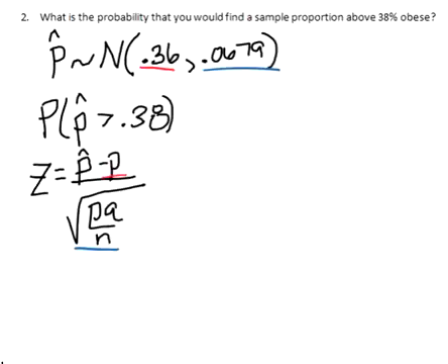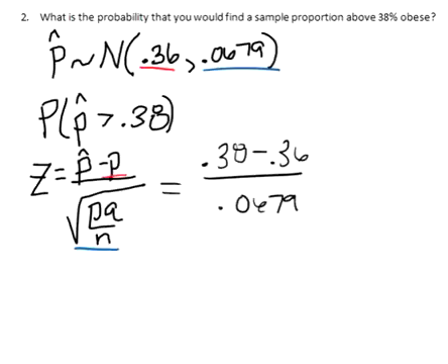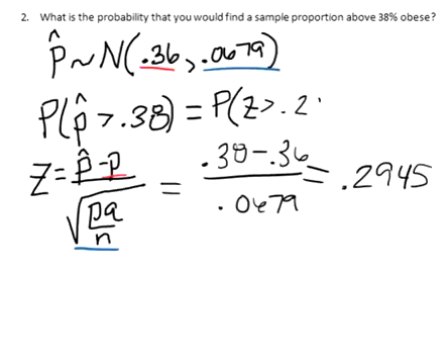So plugging in those values, we end up getting 0.38 minus 0.36 divided by 0.0679. This ends up giving us a value of 0.2945. Now what that means is that an equivalent statement to trying to find the probability that p hat is greater than 0.38 would be the probability that z is greater than 0.2945.